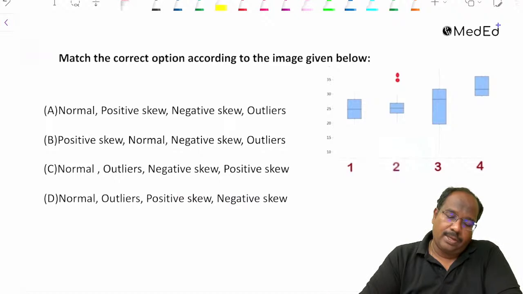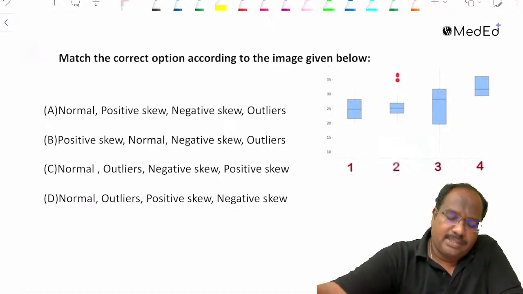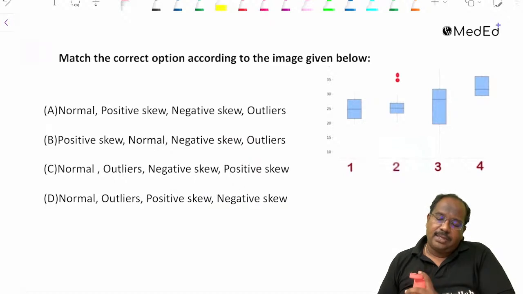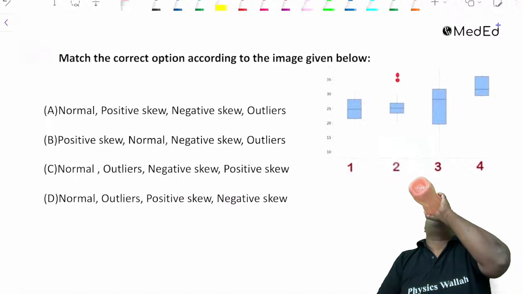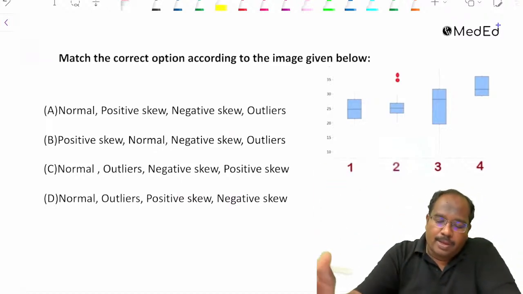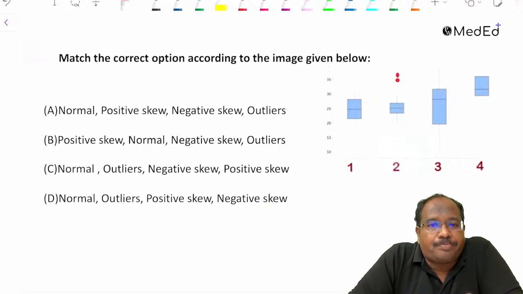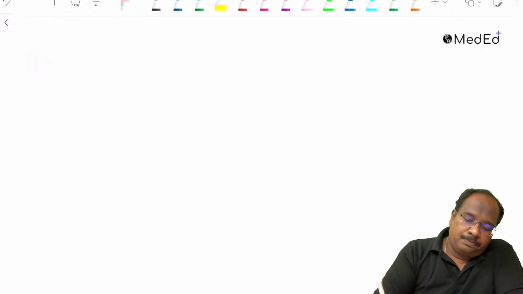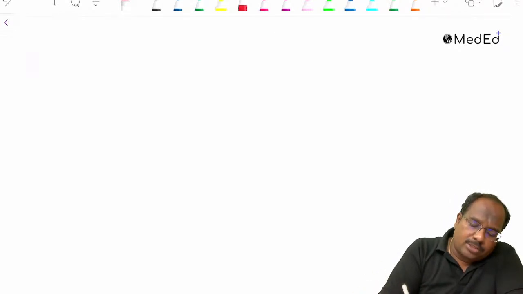Match the following. So answer this question. The question given here is the box and whisker plot. We'll see here. Look here. This is a box and whisker plot.